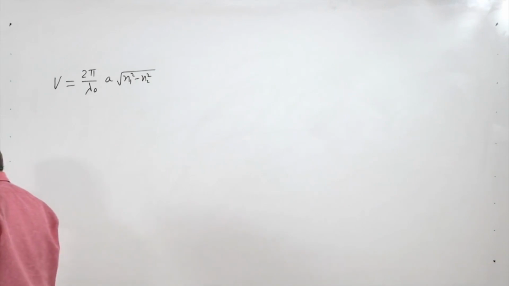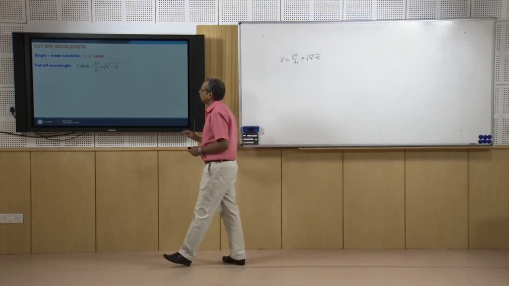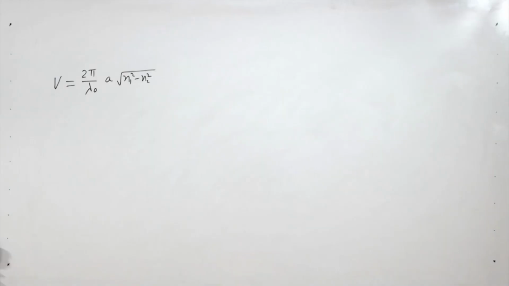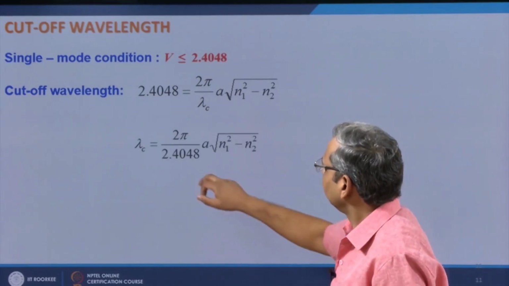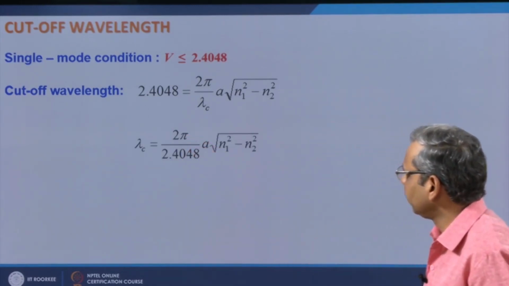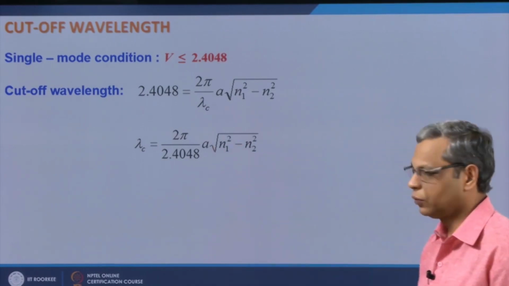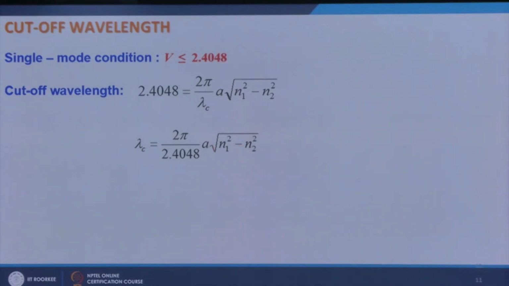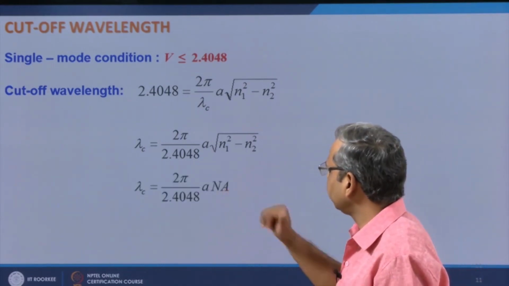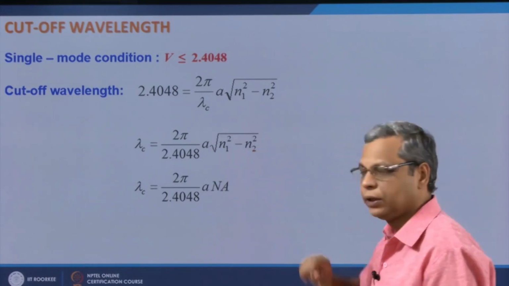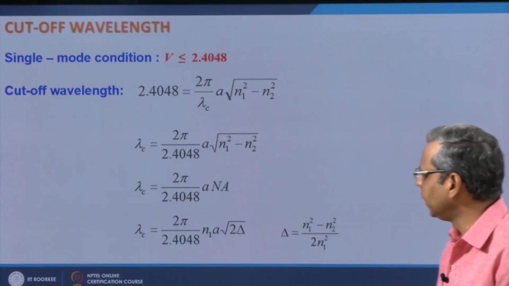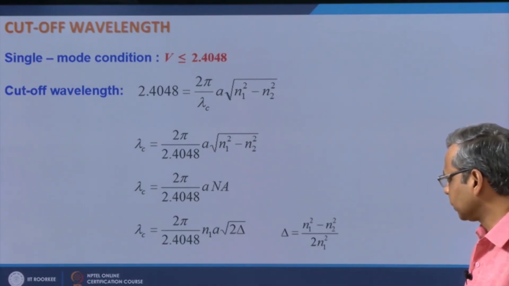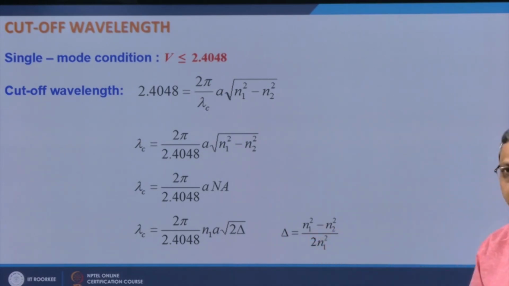So, if I find out the wavelength corresponding to this value of V, 2.4048, then this wavelength will come out to be 2 pi divided by 2.4048 times a times square root of n1 squared minus n2 squared, or I can also express it in terms of numerical aperture, because square root of n1 squared minus n2 squared is nothing but numerical aperture, or I can also represent it in terms of relative index difference delta, because delta is n1 squared minus n2 squared over 2 n1 squared.